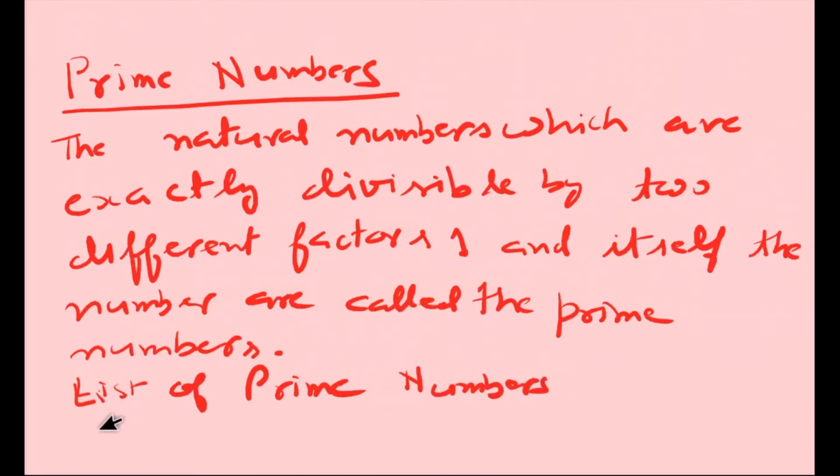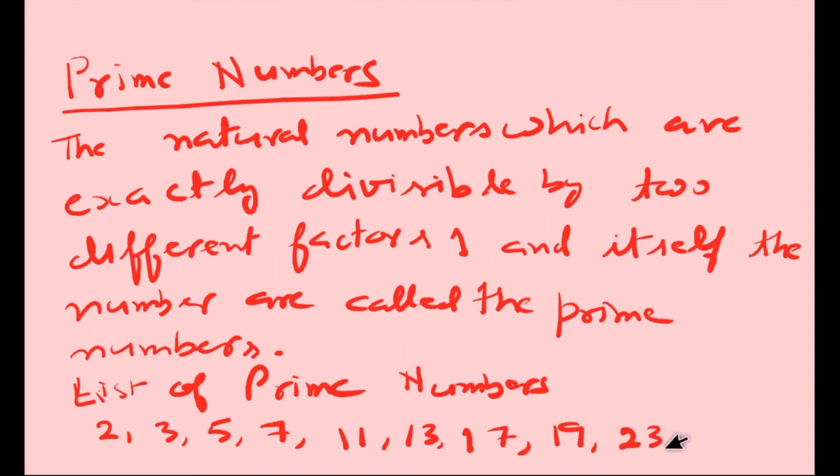Now you can write 2, 3, 5, 7, 11, 13, 17, 19, 23, 29, and so on. Okay, this way you can describe the prime numbers.